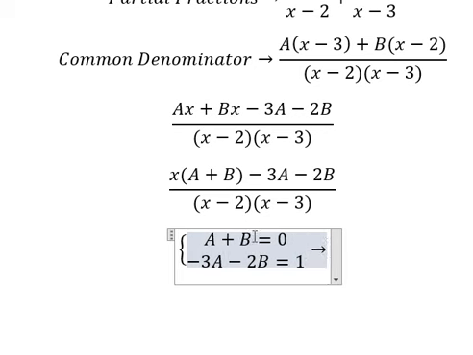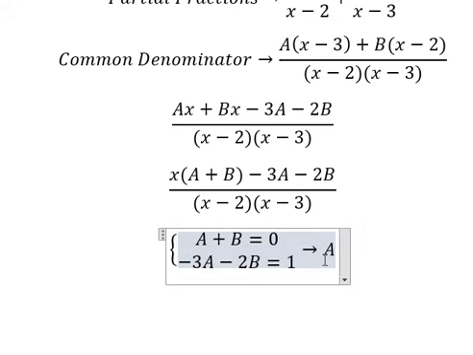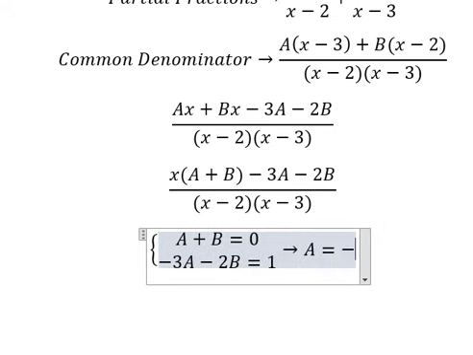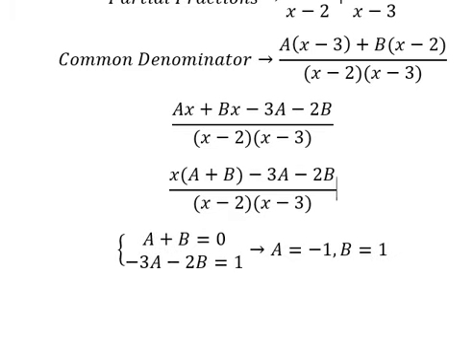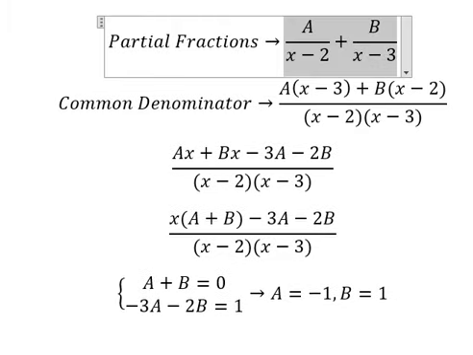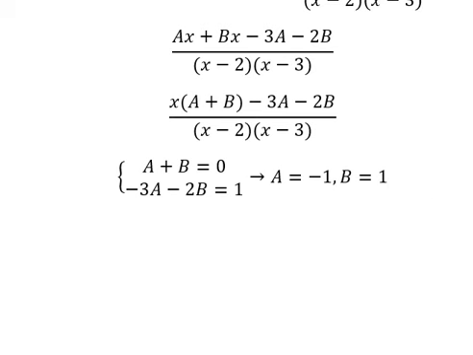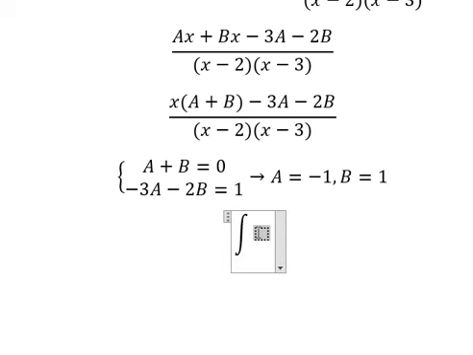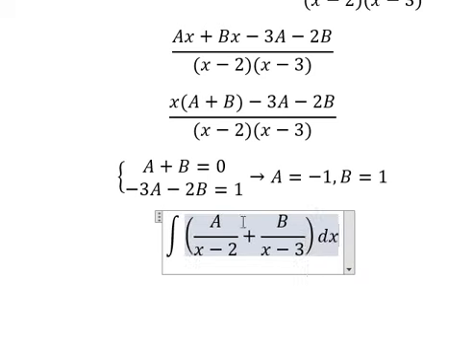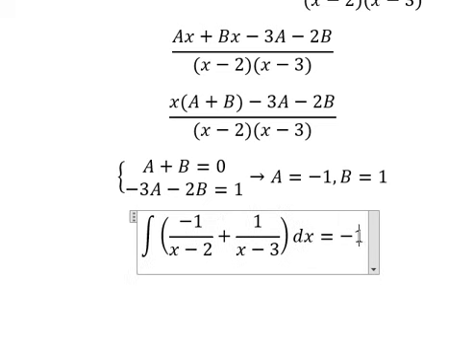And now we need to find the solution of a and b. That should be a equals negative number 1, b equals number 1. So we put the value in here. And now we have the final answer.